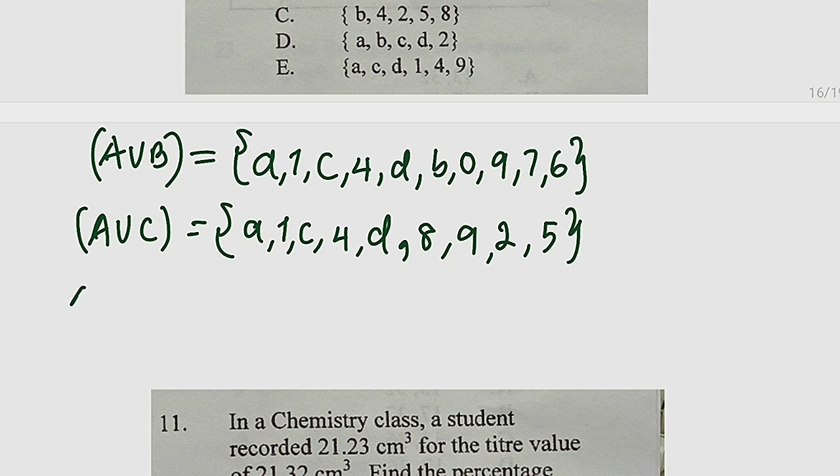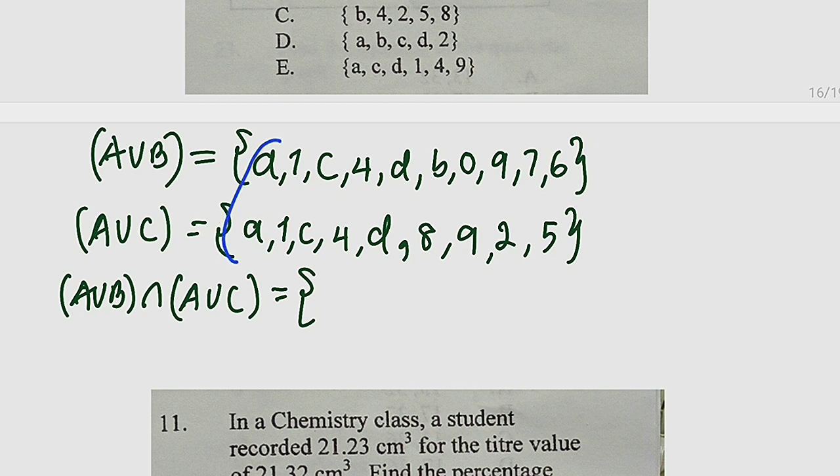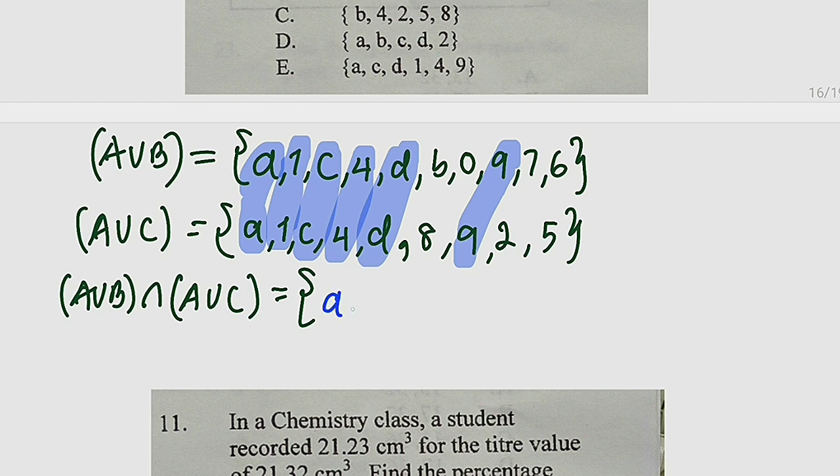But what about A union B intersecting A union C? Meaning we are going to form a new set of elements that they have in common. We have A's, let me shade them. We have A, we have 1, we have C, we have 4, we have D. Then what again? We have 9. I think these are all we have. Let me write the alphabet first. We have A, we have C, we have D. Then followed by the numbers. We have 1, we have 4, we have 9 in common.